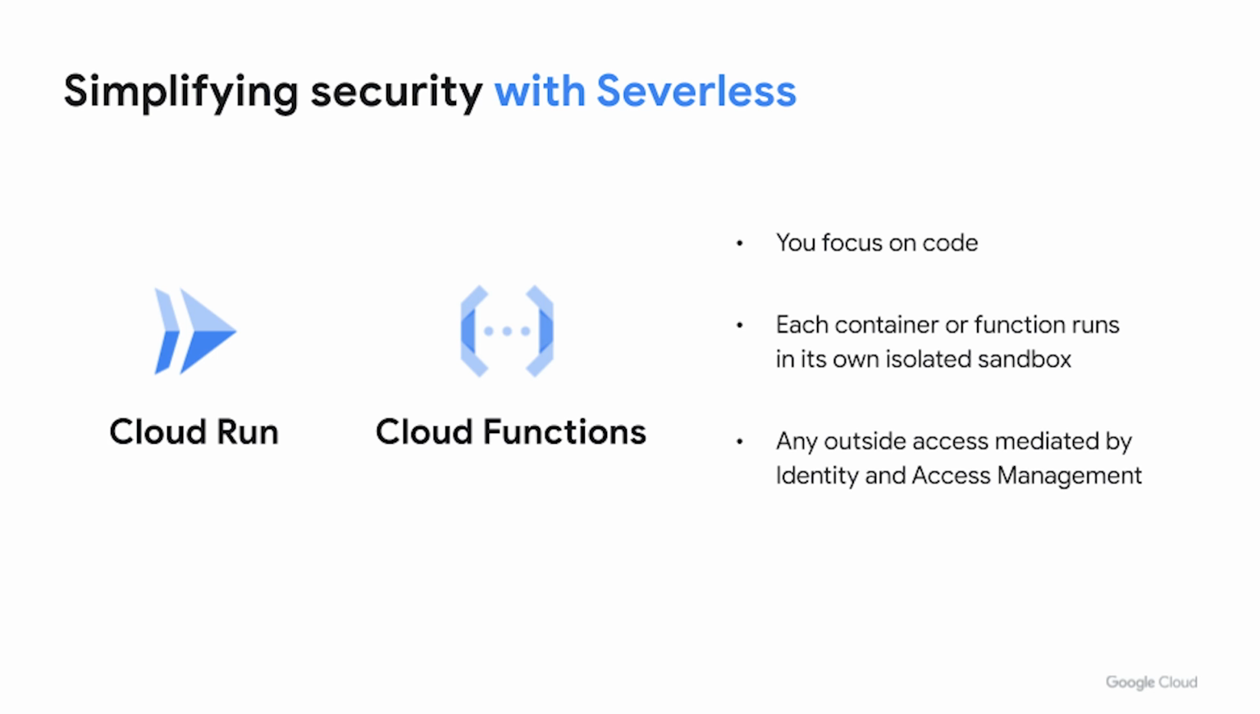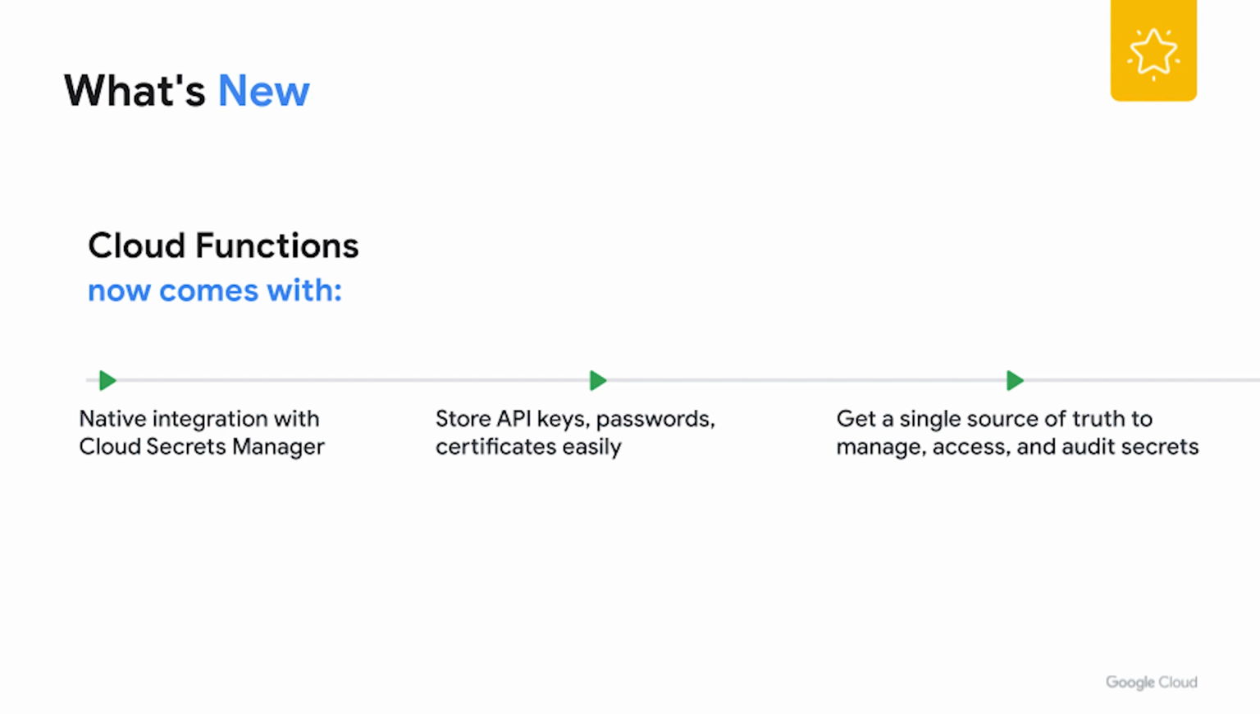You can focus on code, while the container or function instance runs in its own isolated sandbox, and any access outside that sandbox is mediated through identity and access management. Now, to further enhance your security posture, Cloud Functions now features native integrations with Cloud Secrets Manager. This lets you conveniently store API keys, passwords, certificates, and other sensitive data.